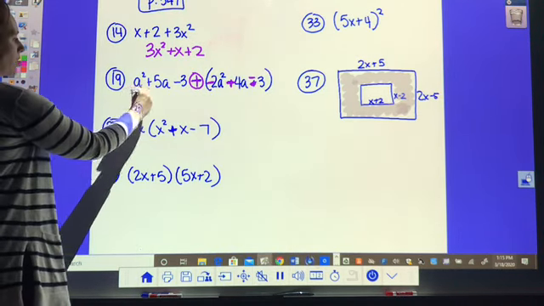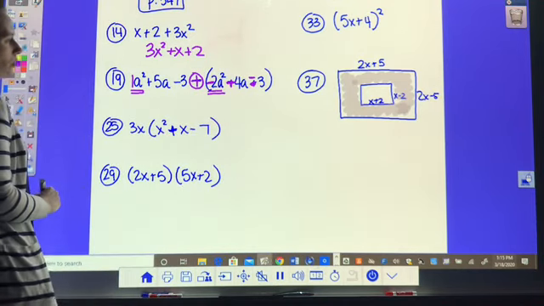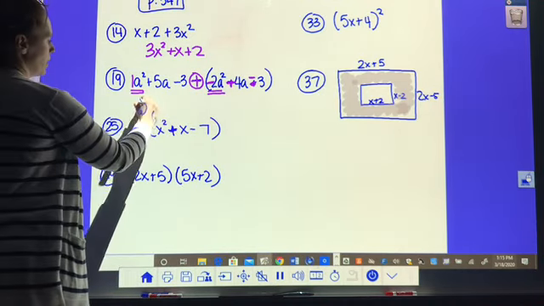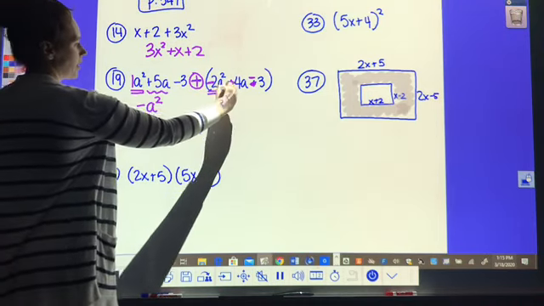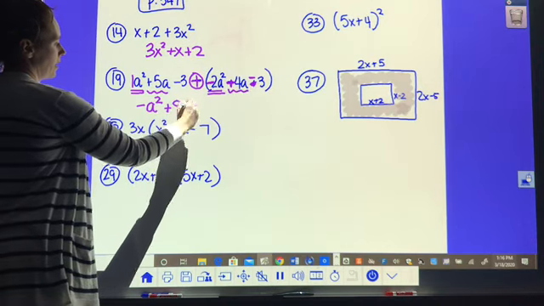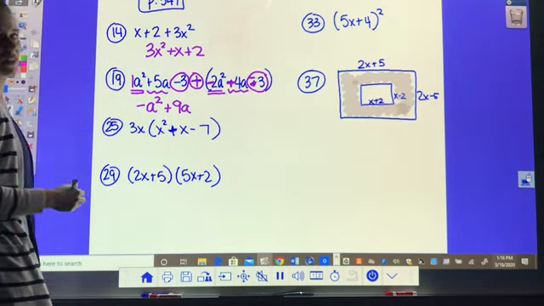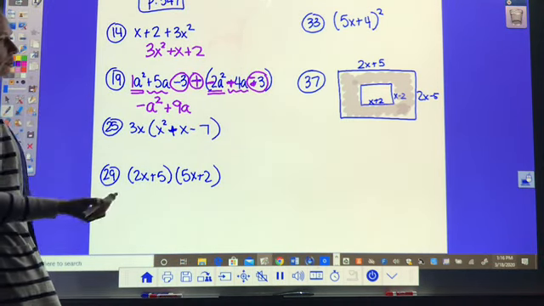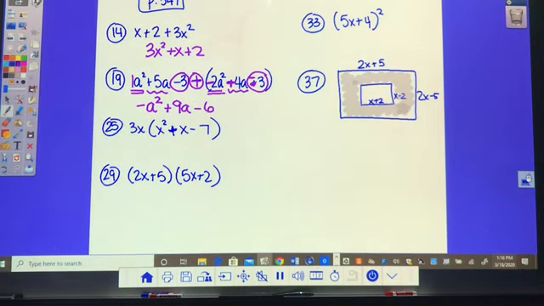So here I have an a squared. You can think of that as 1a squared plus negative 2a squared. So that'd be negative a squared. And then you have a positive 5a, and this is now a positive 4a, so plus 9a. And then we have a negative 3 plus another negative 3. So think of like losing 3 yards, losing 3 yards. So that's negative 6. And then you're finished. Okay, so we're not doing arrows on that one because we're just adding, and you want to add like terms.